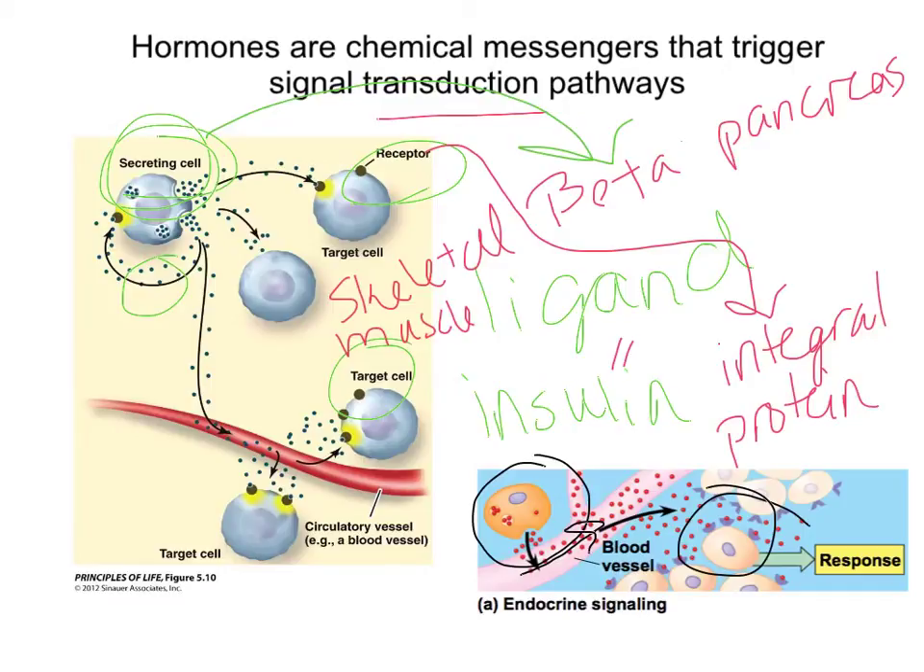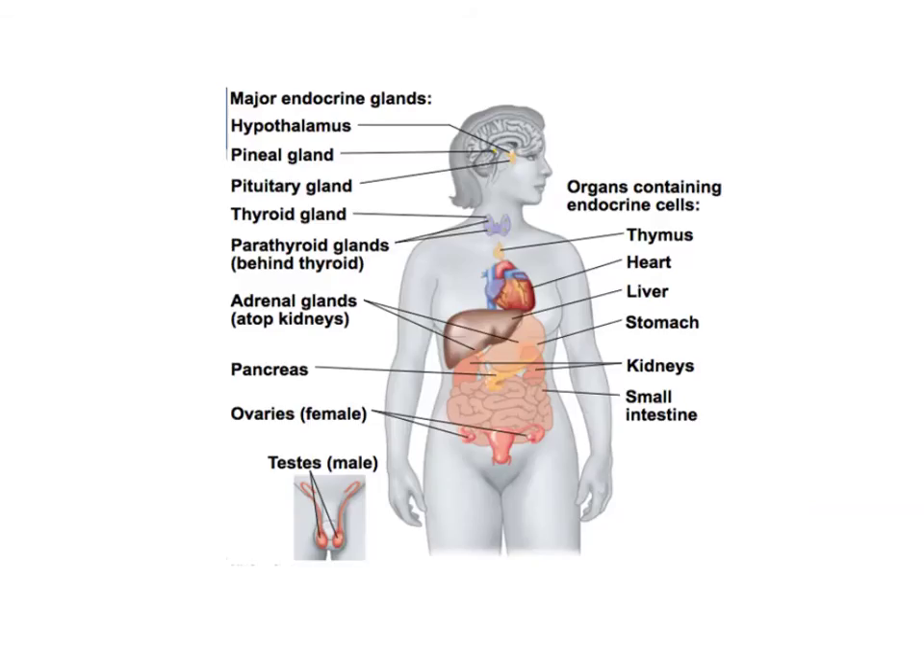So let's look at the endocrine system itself. The endocrine system consists of glands that are going to secrete hormones. And you don't have to have necessarily all of the glands and all of the hormones memorized.